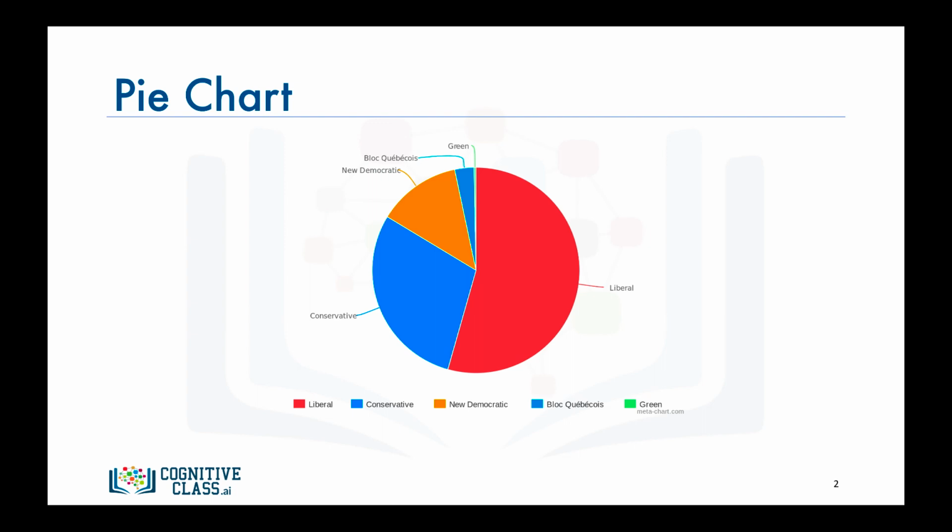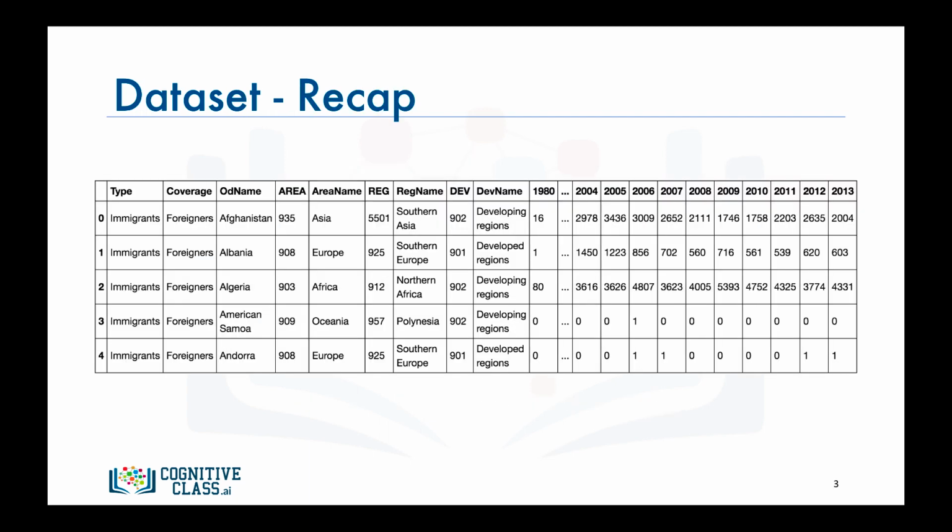So how do we create a pie chart with matplotlib? Before we go over the code to do that, let's do a quick recap of our data set. Recall that each row represents a country and contains metadata about the country, such as where it is located geographically and whether it is developing or developed. Each row also contains numerical figures of annual immigration from that country to Canada from 1980 to 2013.